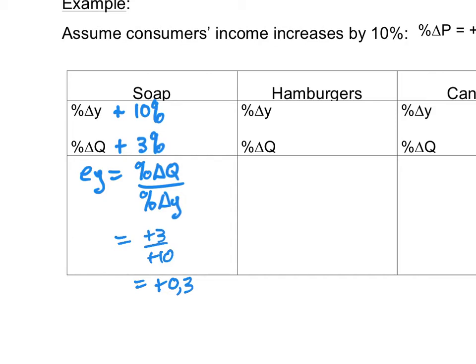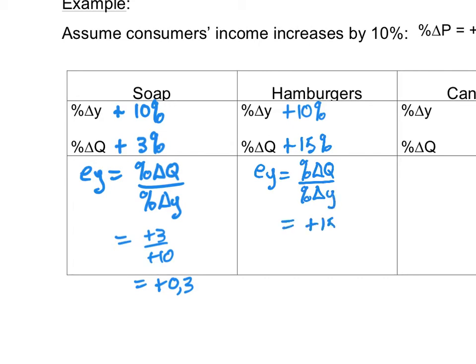Let's take a look at the case of hamburgers. So we've got a 10% increase in income. In response to that, consumers buy 15% more hamburgers. So the income elasticity coefficient, the percentage change in the quantity in response to the percentage change in income, we would have, in this case, plus 15 divided by plus 10, which gives us a value of plus 1,5.